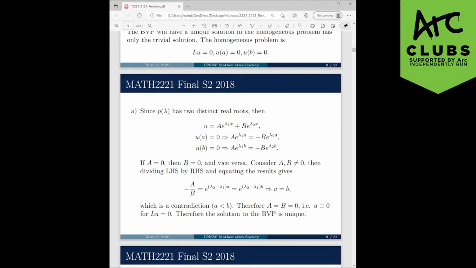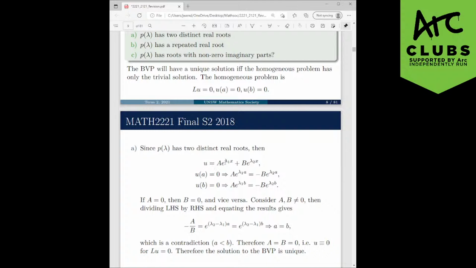So starting off with part A, P of lambda having two distinct real roots. If you know it's got two distinct real roots, then let those two distinct real roots just be lambda 1 and lambda 2. And then you know the solution to the homogeneous problem is u equals A e to the power of lambda 1 x plus B e to the power of lambda 2 x. A and B are some constants out there. That is, of course, dependent on two distinct real roots, and you go through the other forms of the solution in the other cases.